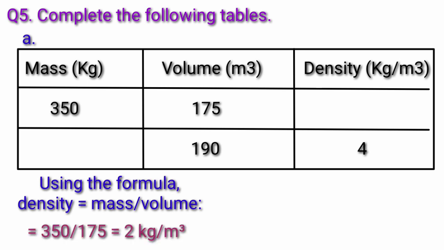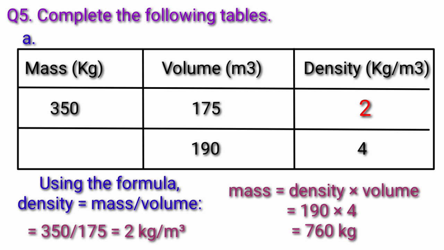So we will put these values in this formula and find the density. So density is equal to 350 divided by 175. So after dividing we will get 2 kilogram per meter cube. Now in second row we have to find the mass.